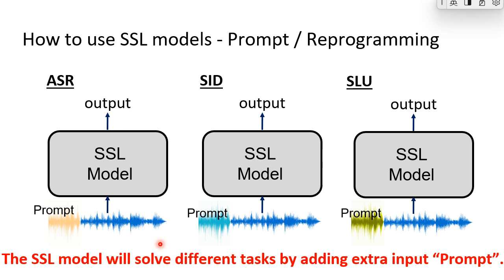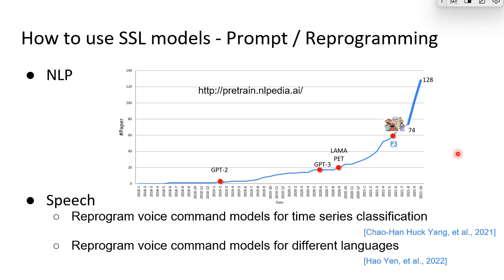The only change is the input. You give a self-supervised model different input, and it will act differently and solve different tasks. The extra input you add to control the self-supervised model is called prompt. By adding different prompts, the self-supervised model can solve different tasks. This is the basic idea of prompting. Prompting is not a new idea in natural language processing. You can check this webpage to find a large collection of papers about using prompting for natural language processing.